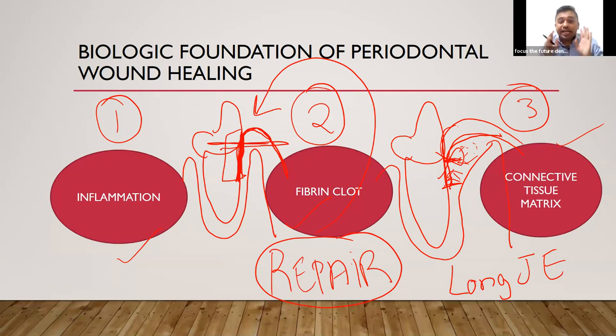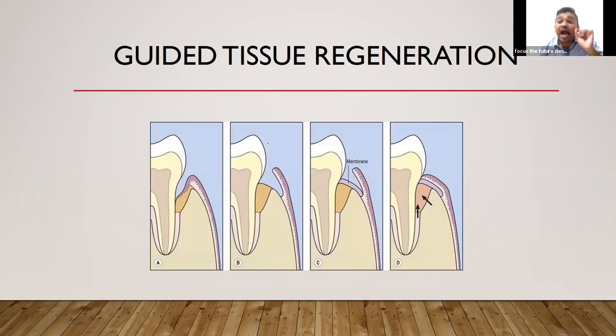Okay, so now we know that normally any wound will mostly undergo repair, but if you want regeneration to occur, you want some kind of barrier for the normal repair process to stop and the other cells to occupy the wound area so that you have regeneration. And based on this concept, the guided tissue regeneration technique was put forward.